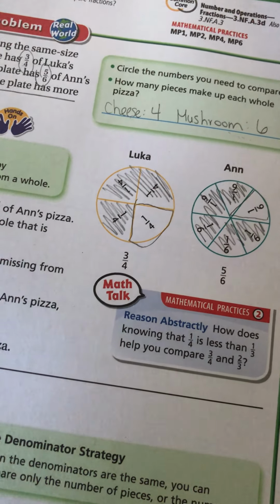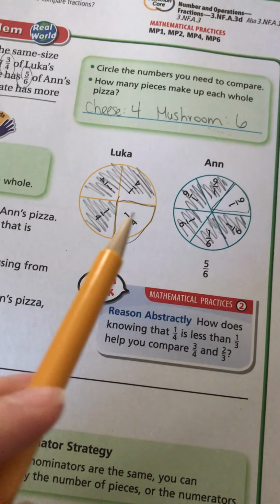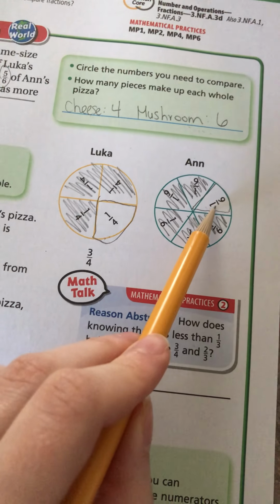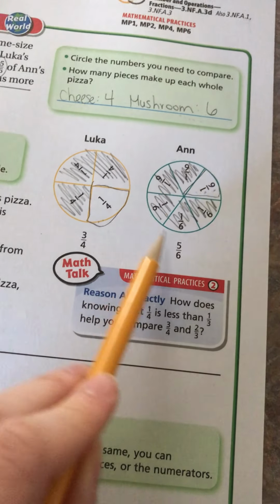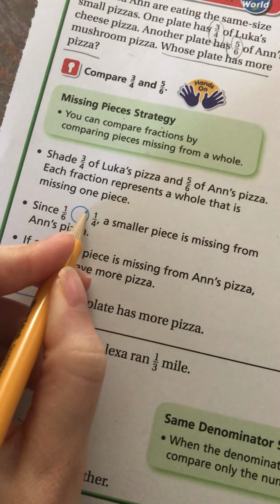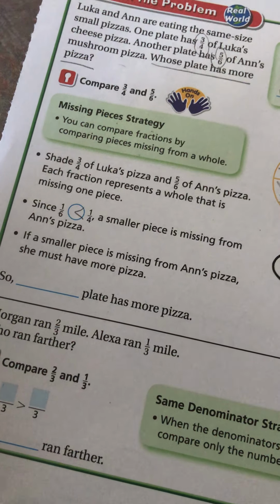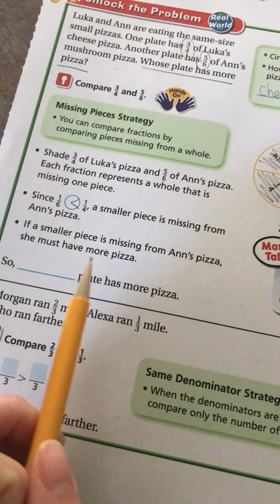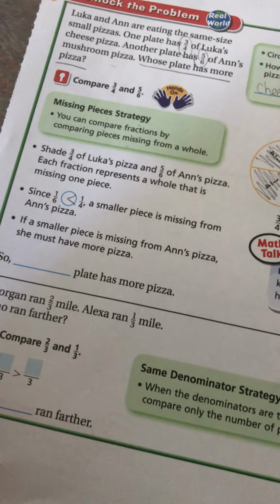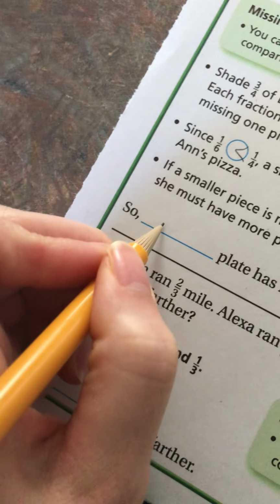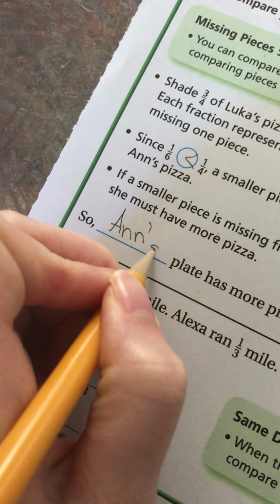Now, if I wanted to ask you, which pizza has the bigger piece left over? I would say it's this one. Anne has a smaller piece left over, and that means if you have less left over, you actually ate more. Remember, less is more. So, looking at that, since 1/6 is less than 1/4, a smaller piece is missing from Anne's pizza. If a smaller piece is missing from Anne's pizza, she must have had more pizza, right? So blank plate has more pizza. That's going to be Anne's. Right?